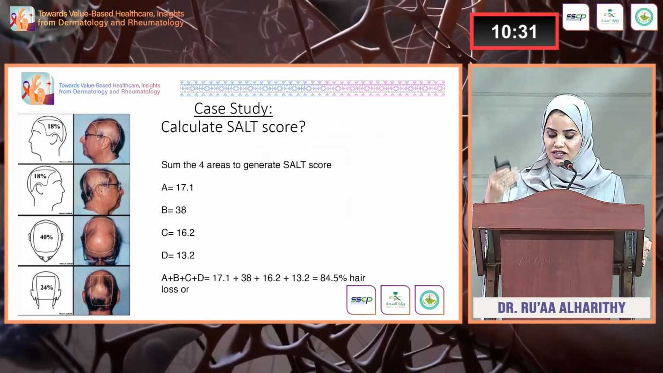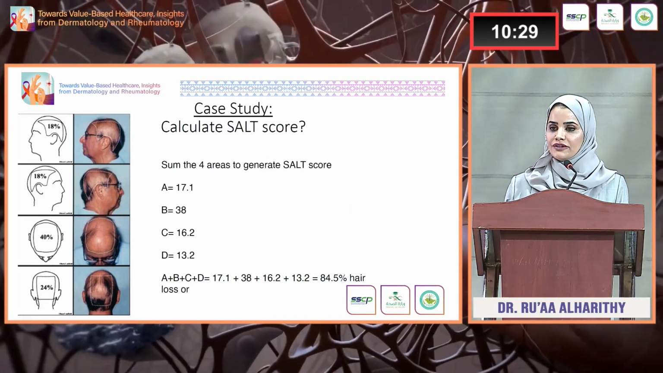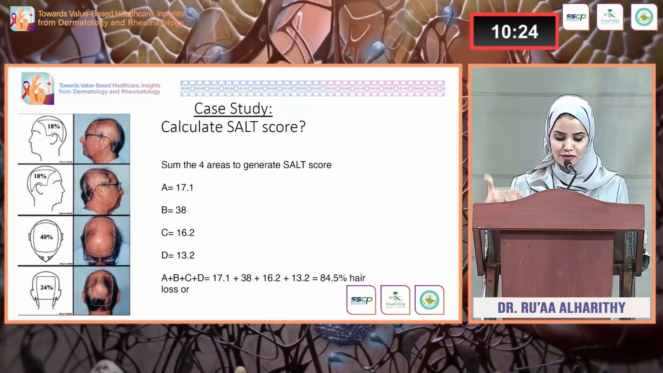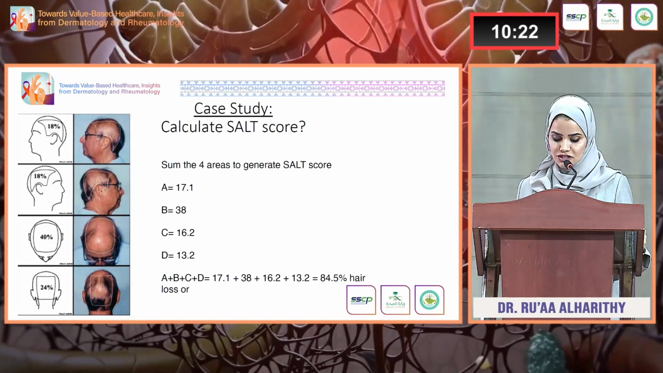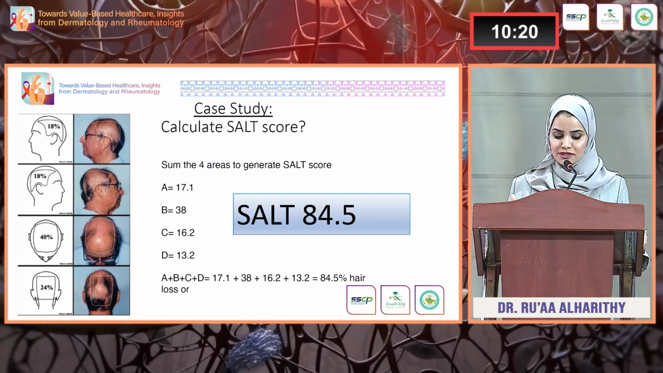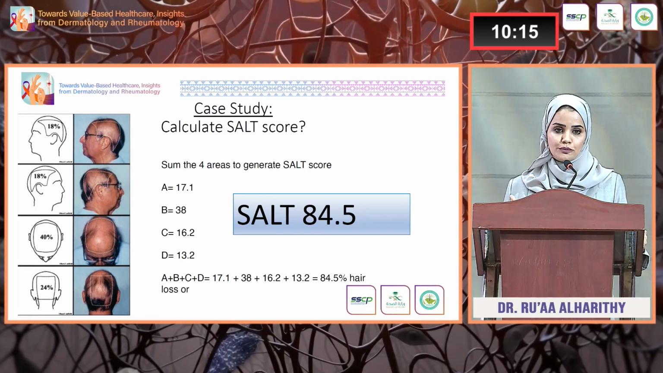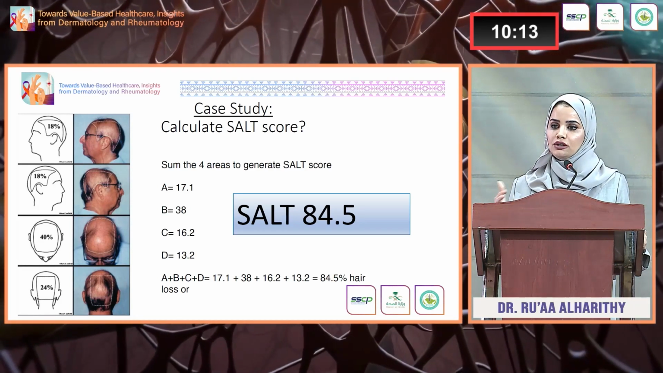Then it's simple. You just add these numbers. Now, there is a website where you can just enter these numbers and it adds them for you and does the multiplication, so makes it even easier for your life. So the SALT assessment here is 84%. So this means 84% of his hair is lost.